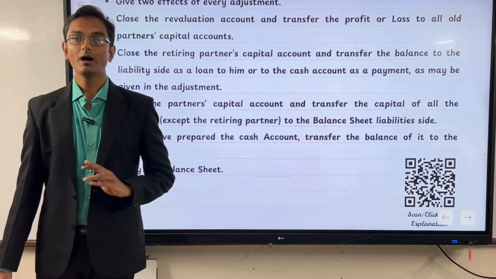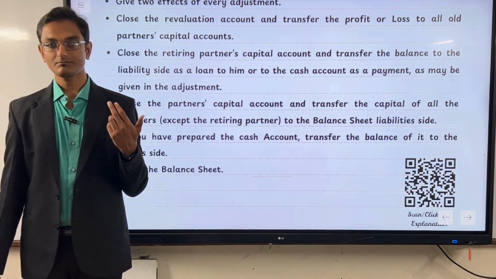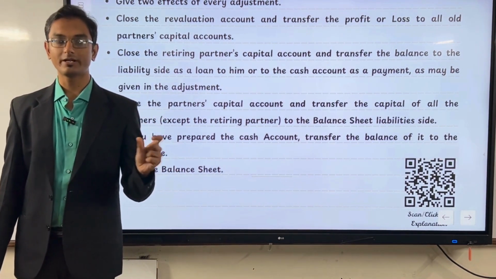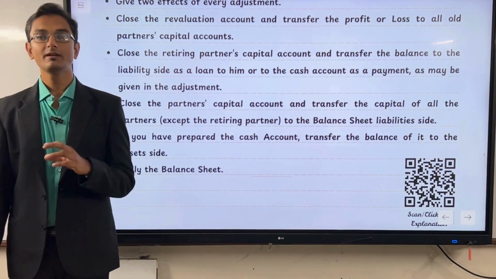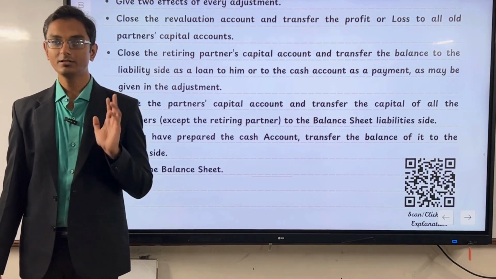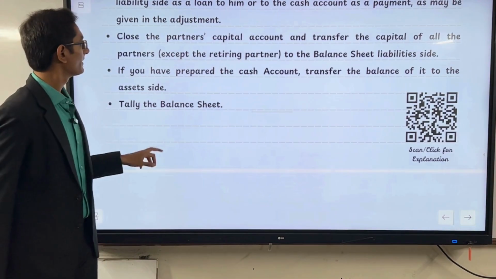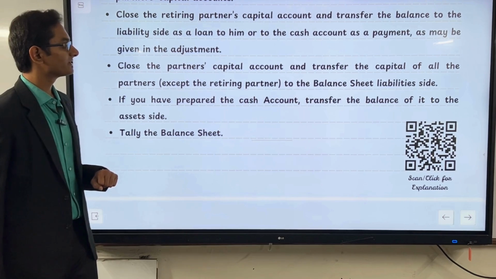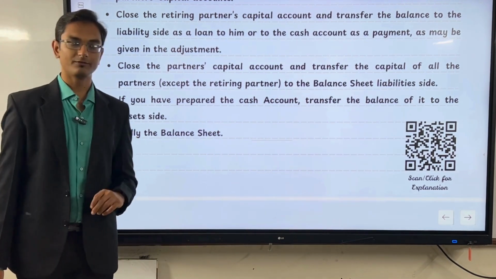If the question says we are supposed to transfer this much as loan and this much as cash, then that cash will be paid from the cash balance and the remaining balance will be kept as a loan, right? So according to that you need to give the effects. Then after that, close the partners' capital accounts and transfer the capital of all the partners except the retiring partner to the liability side of the balance sheet.